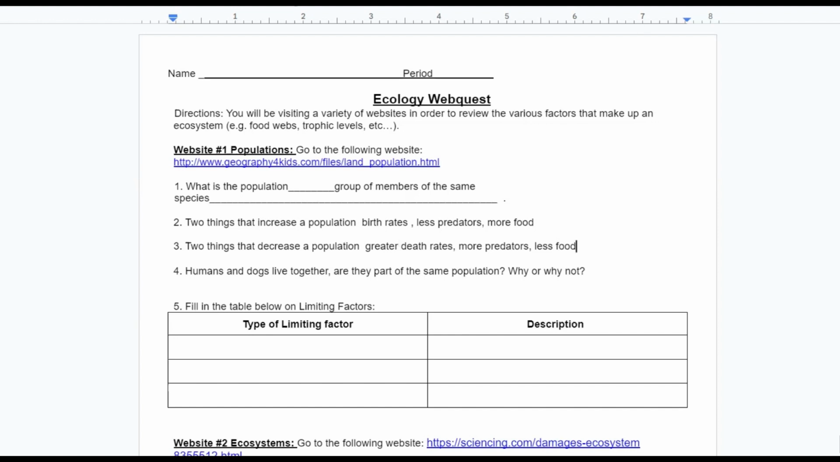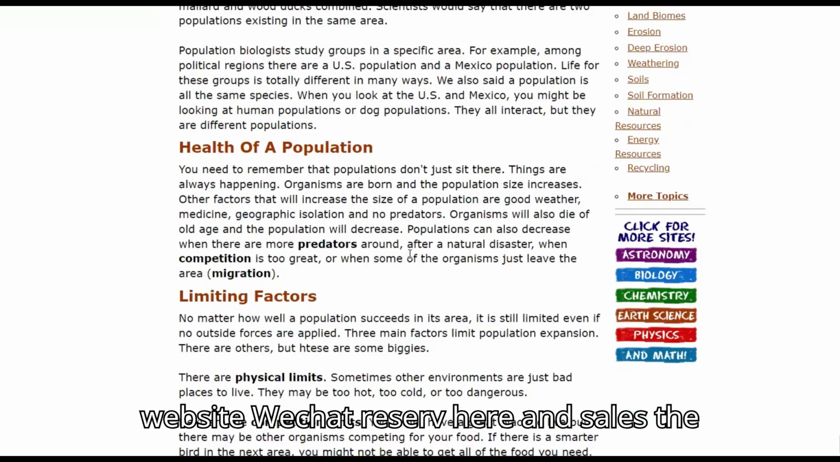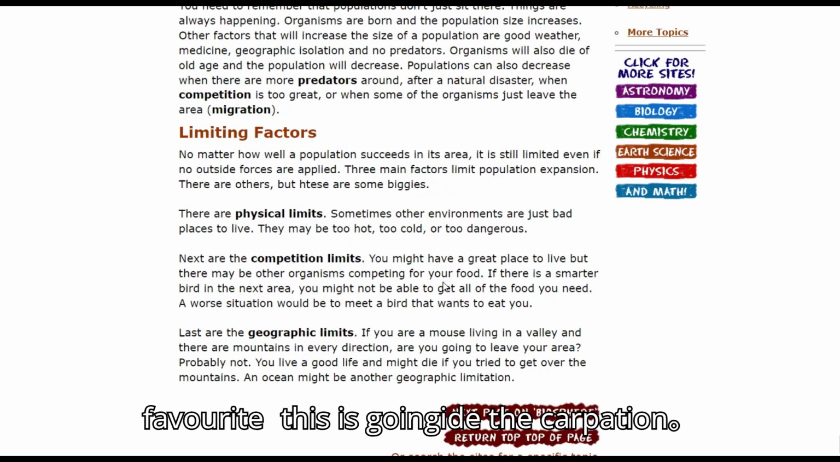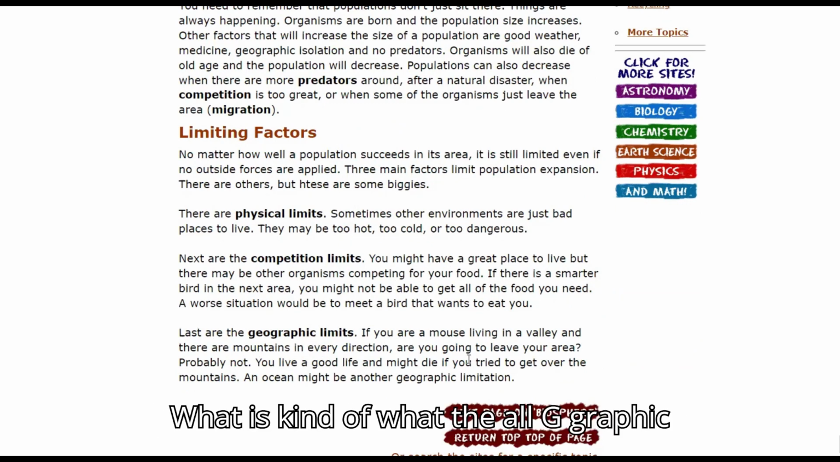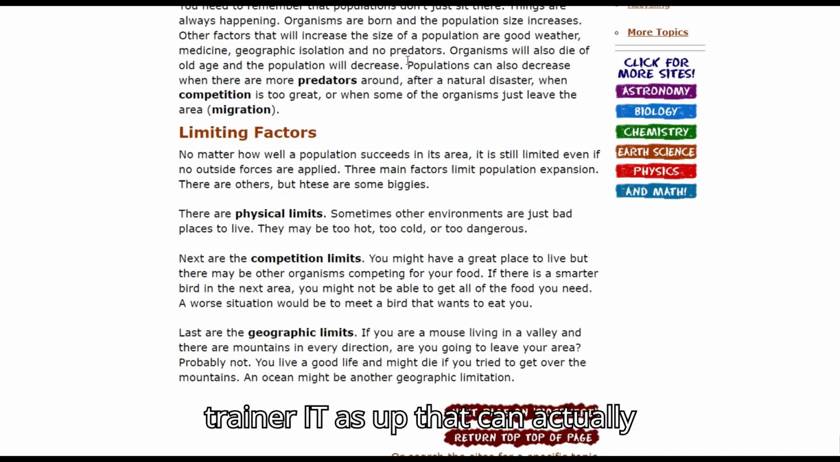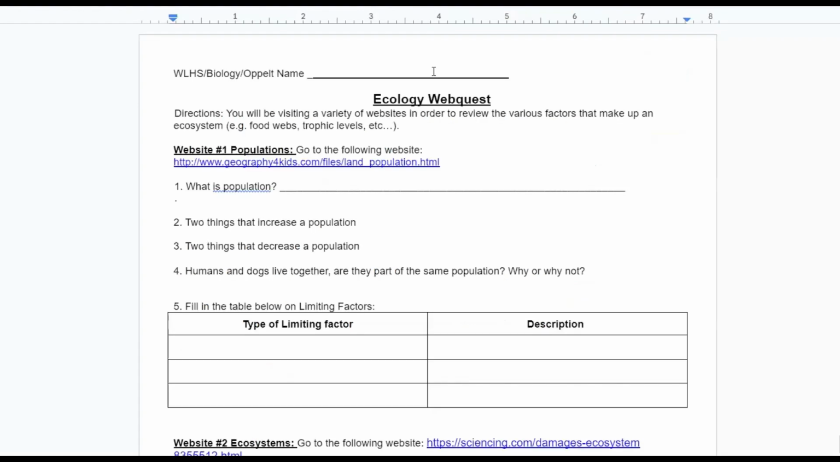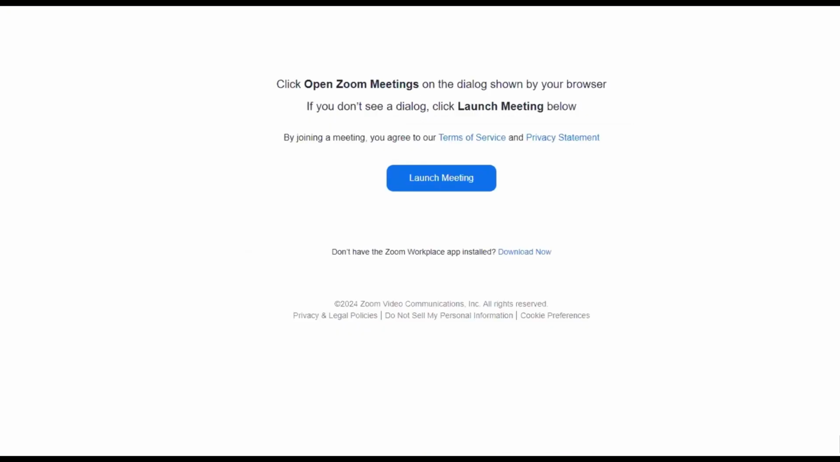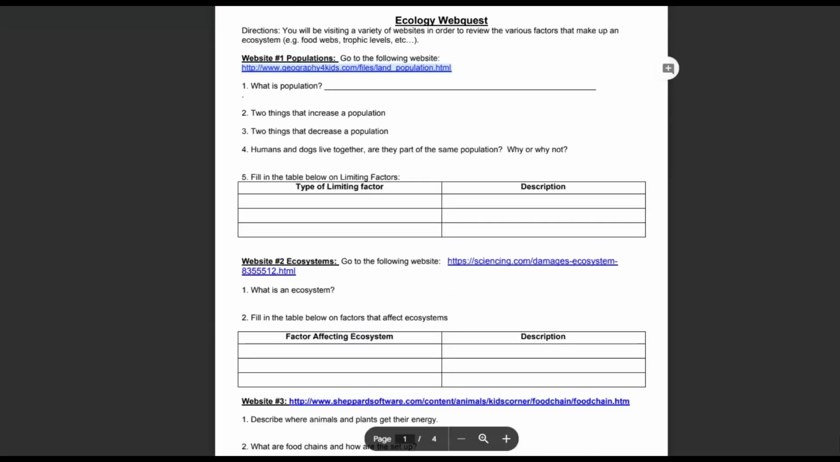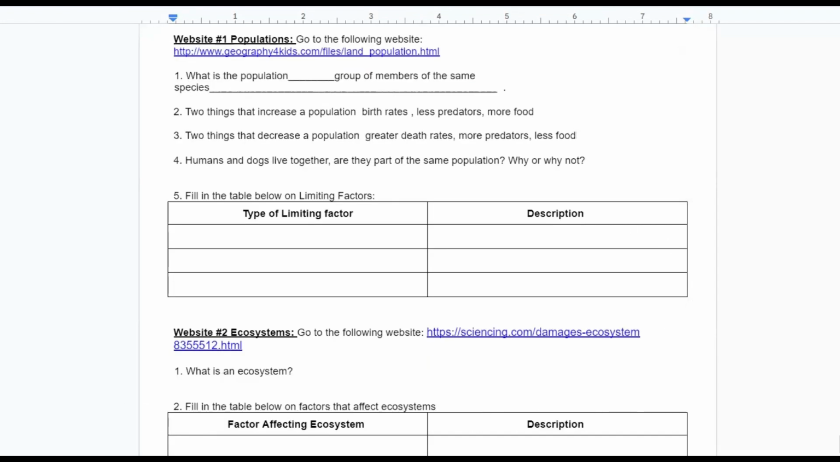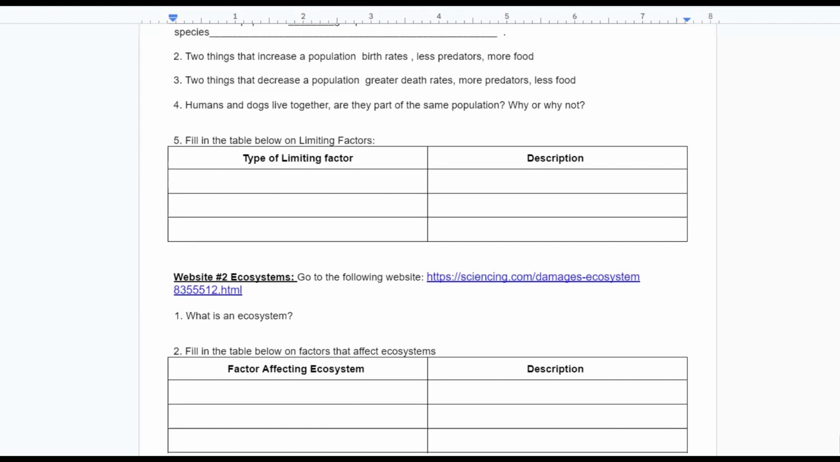All right, and remember, you could actually go to the website, which was right over here, and it tells you about populations, the health of the population, predators and the competition, and the physical environments. Also geographic locations, and sometimes they get trapped between two areas, so that can have an effect as well. But we will go back to our handout, this one.